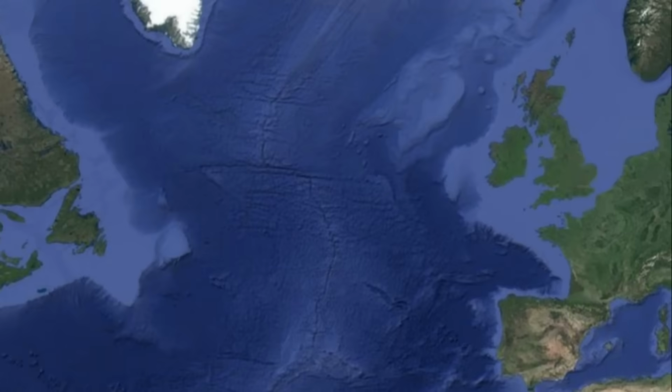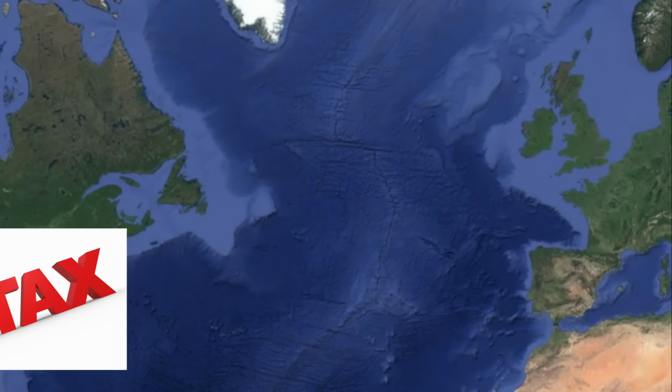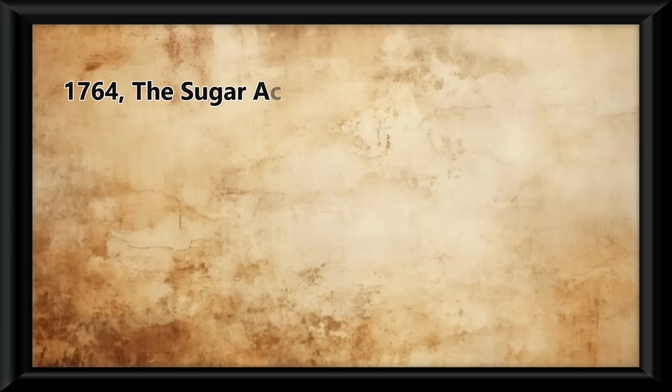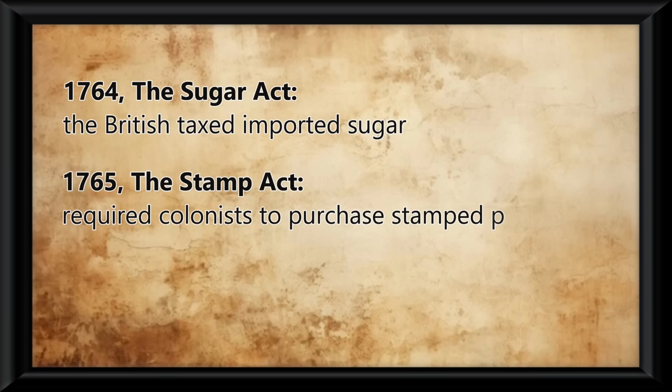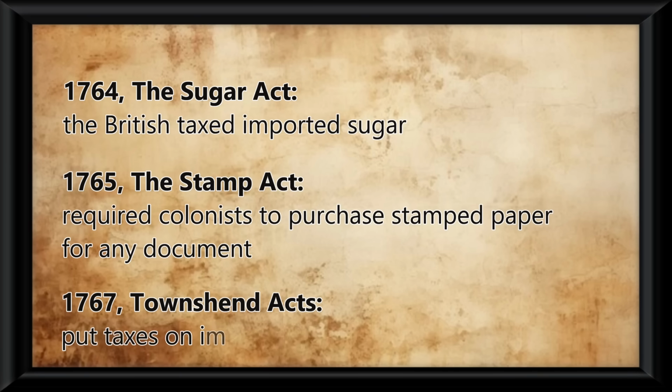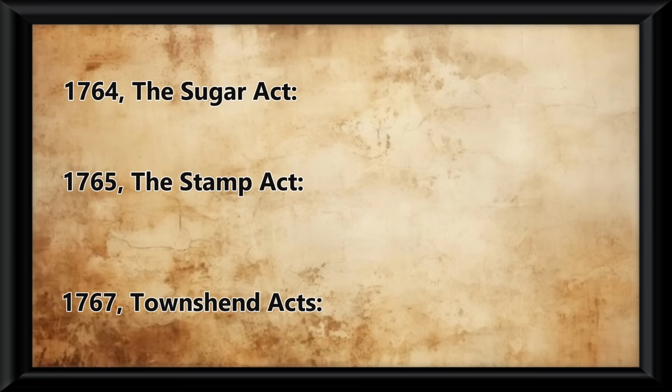The British had become heavily in debt because of the Seven Years' War, and therefore started taxing their colonies in the Americas through acts. In 1764, the Sugar Act was passed, where the British taxed imported sugar. In 1765, the Stamp Act was passed, which required colonists to purchase stamped paper for any document. In 1767, the Townshend Acts were passed, which put taxes on imported goods like paper, paint, and tea. These three acts finally started getting colonists to think.